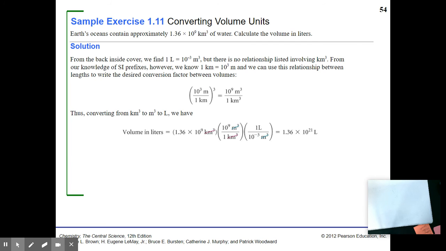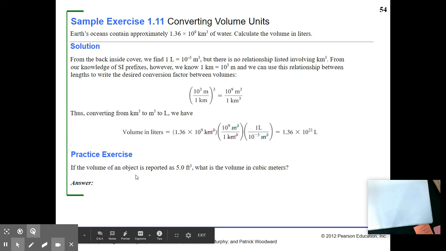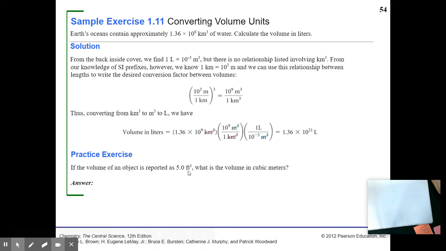So there are some things that we have to remember and do to solve volume unit conversions. If we have time, we're going to come back and talk about that question. But I want to go to the practice one, do it together, and explain as we go, and then come back if we can. So our practice question is, if the volume of an object is reported as 5.0 cubic feet, what is the volume in cubic meters? Okay.